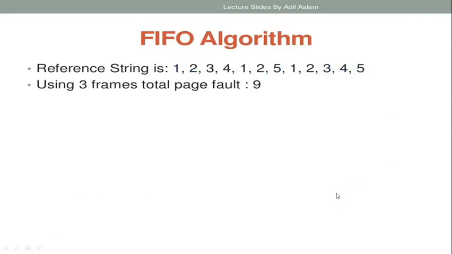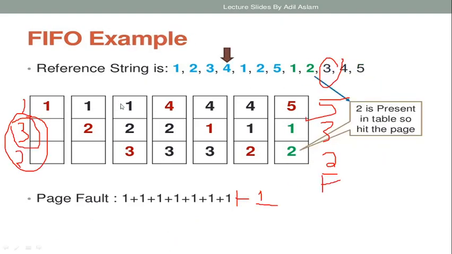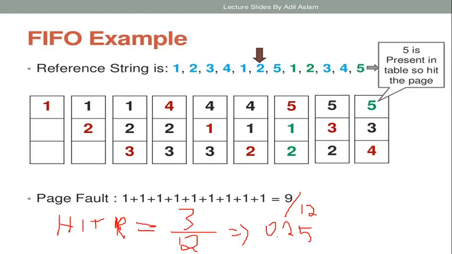Okay, and I want you to solve one question. If there are, let's say, 4 frames. This is only 3 frames. Suppose there is one more frame, then the answer will be different. So please solve that one. Solve it yourself. It is very easy, and that is the lesson for today.